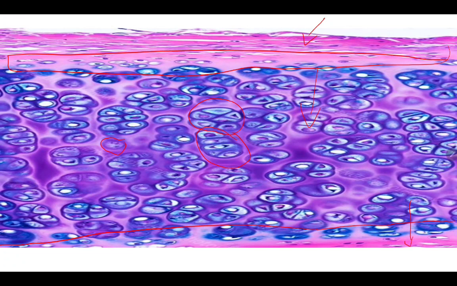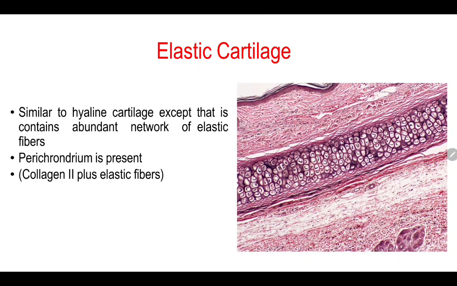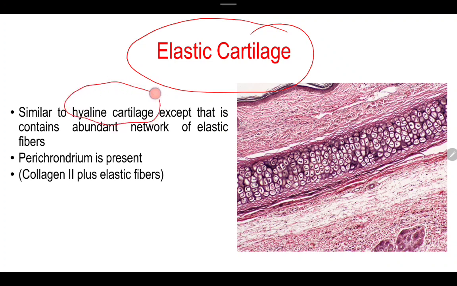Okay? So, I hope hindi na tayo mawala when we try to see or understand yung ating hyaline cartilage. So, let's move on sa ating next topic. The next type of cartilage we're going to talk about is the elastic cartilage. Okay, so guys, actually, your elastic cartilage is the same or similar to your hyaline cartilage, except it contains abundant network of elastic fibers.